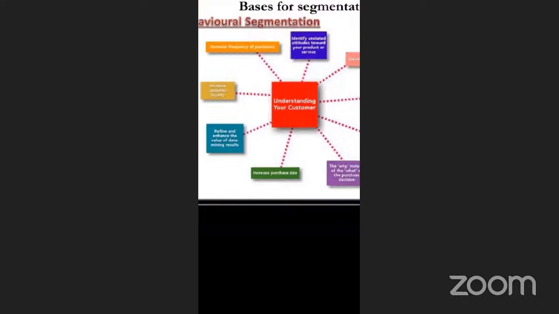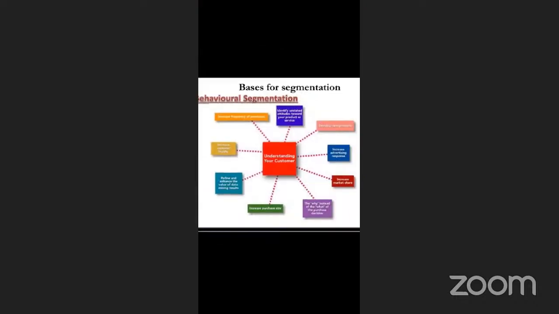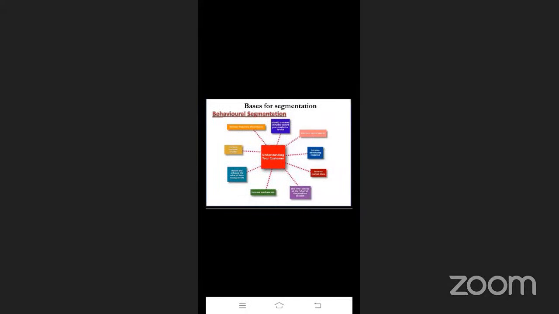Okay, you will cover behavioral segmentation fully. I will take a snap, ma'am. Keep it small. I will take. Okay, I'll share. Yes. Take the screenshot.